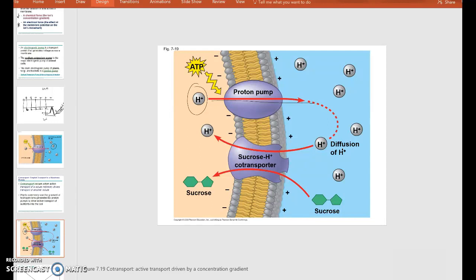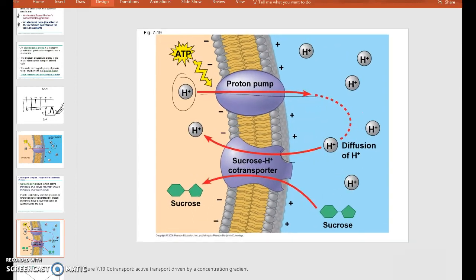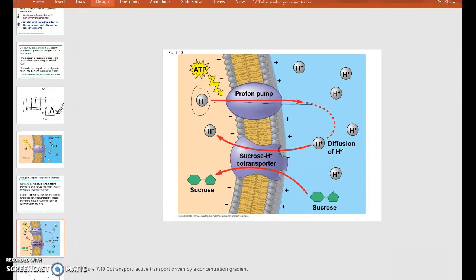So I've got all these hydrogens. The hydrogen naturally wants to diffuse. As the hydrogen diffuses through this co-transport protein, there is not only a spot for hydrogen, but there's also a spot for sucrose. And we're going to be able to move the sucrose only when we move the hydrogen.